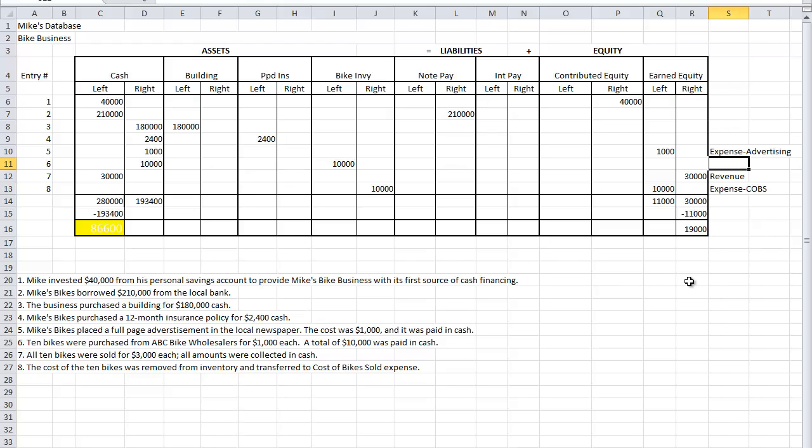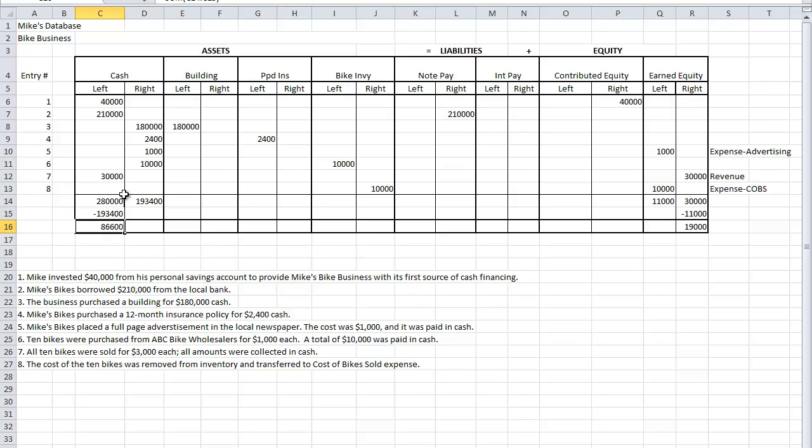Now, when you're done posting all these transactions, you can add up everything on the left, add up everything on the right, and you'll get a balance here: total left minus total right gives you total left on the left right there. And let's format that so we can read that number clearly. We want to fill that with yellow and put a nice black box around it like we did before.